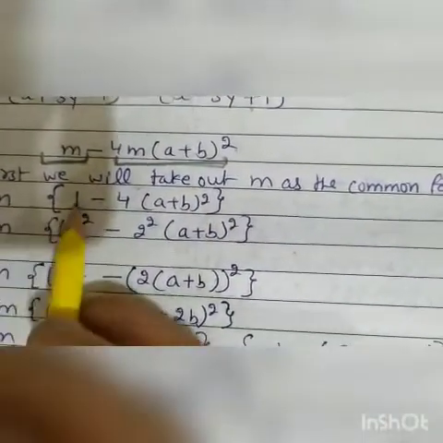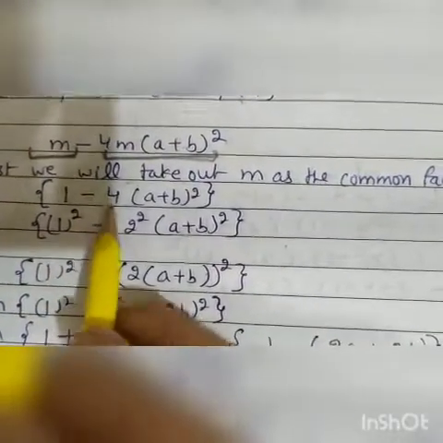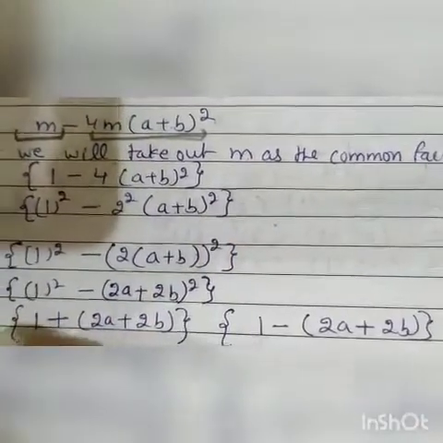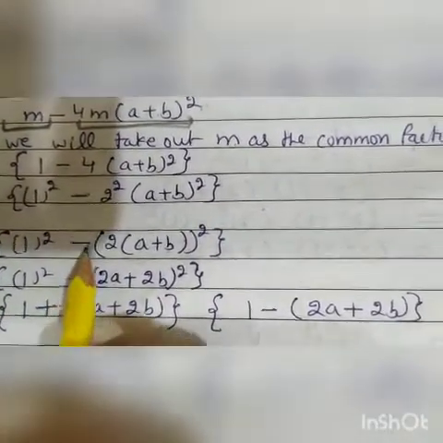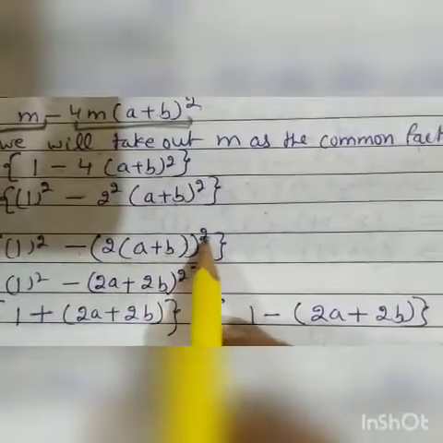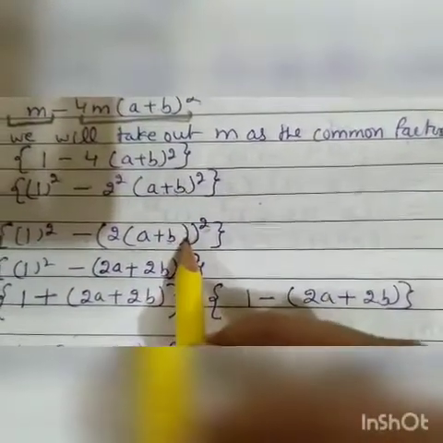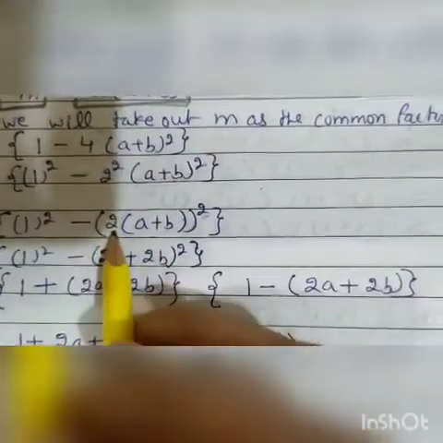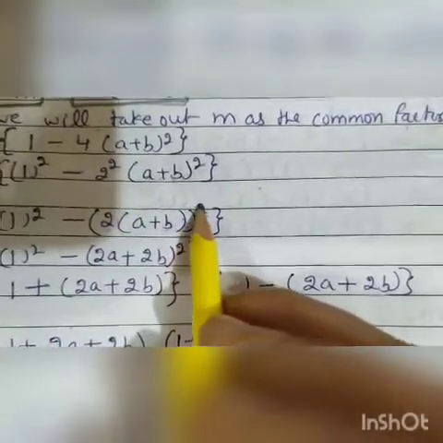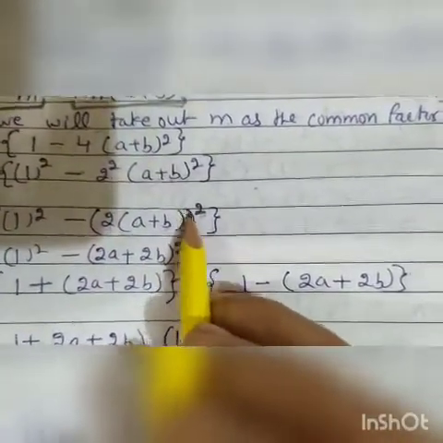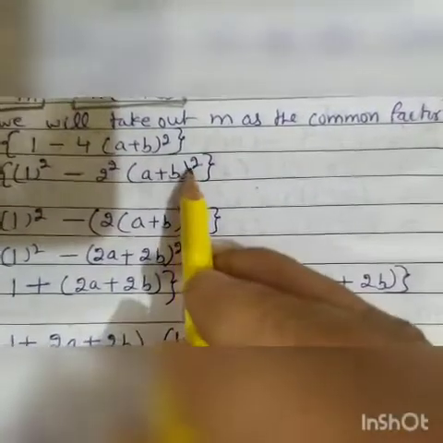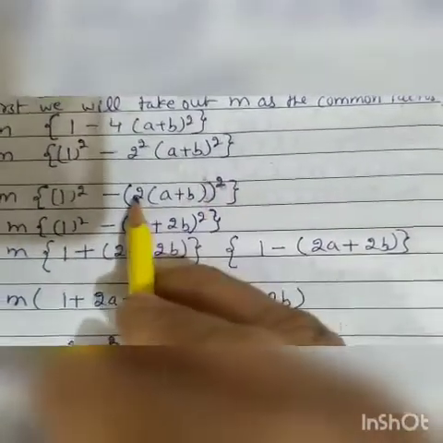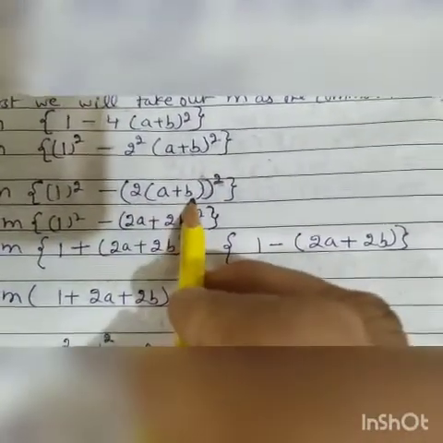Now this m, 1 is 1 whole square, minus 4 is 2 square, a plus b whole square will be written as it is. Now this m, 1 whole square minus 2 into a plus b whole square. See here what is the difference between these 2 steps. Here 2 square, a plus b whole square. Here we are writing this 2, a plus b, then double bracket whole square is over the second bracket, not here; first here. In this step the square is here. Here we are writing the square here. It means it is the square of 2 and a plus b both.